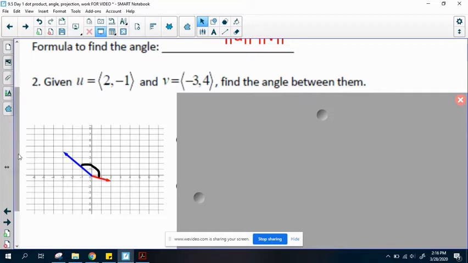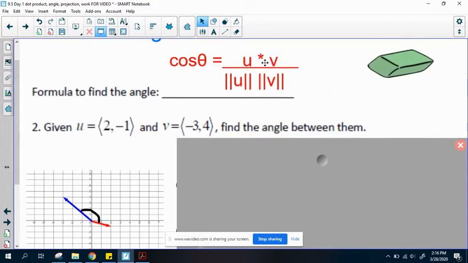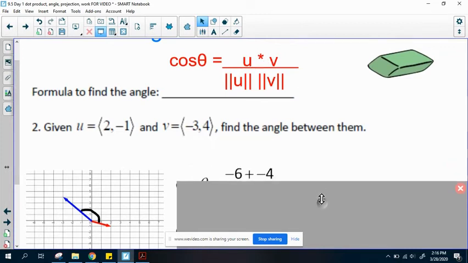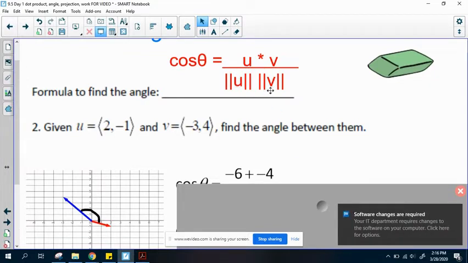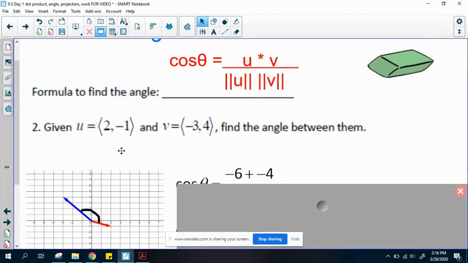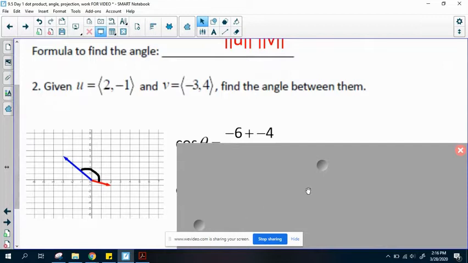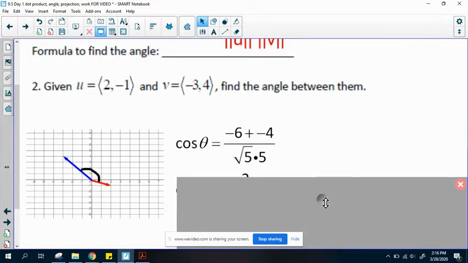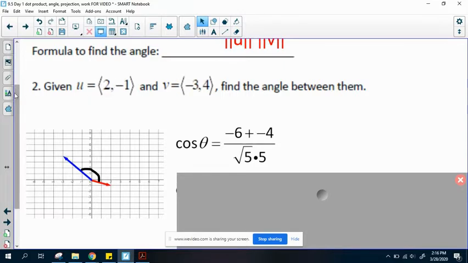The first thing is we have to find u dot v. Conveniently, we already did that on the last screen, which gave us -10. Then at the bottom, we want to find the magnitude of u and the magnitude of v. To do that, it's basically a squared plus b squared equals c squared. So 2 squared plus -1 squared, square rooted, and -3 squared plus 4 squared, square rooted. This is a 3, 4, 5 triangle, so that's 5, and the other is the square root of 5.